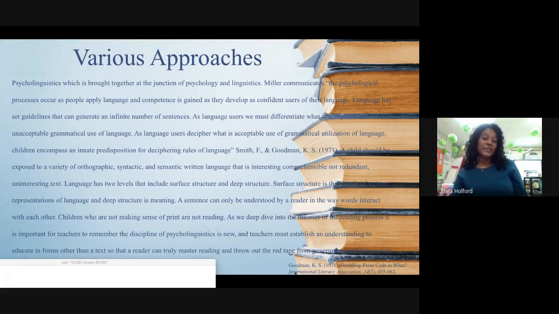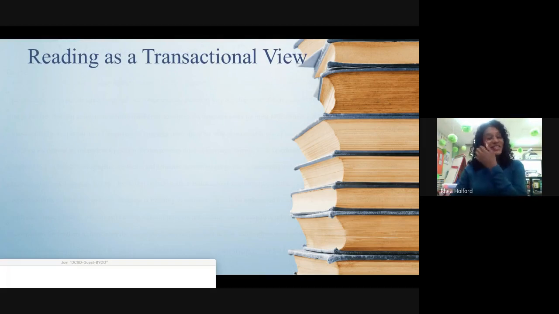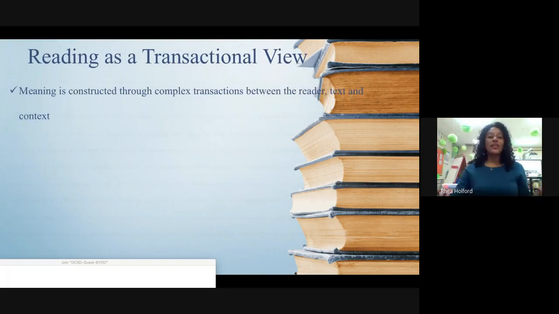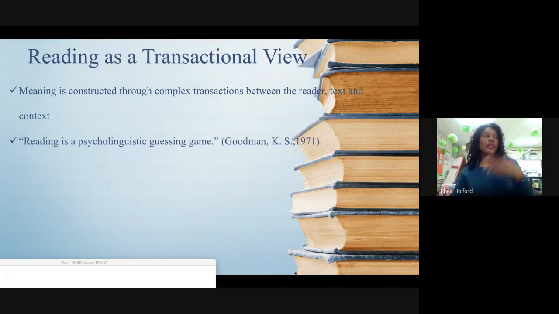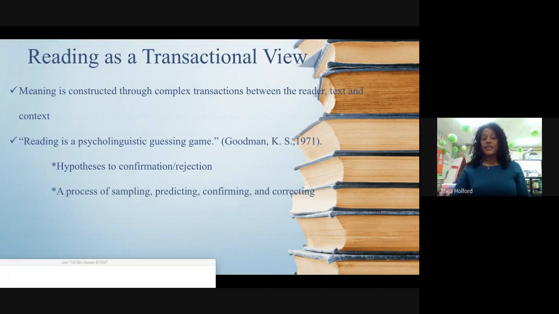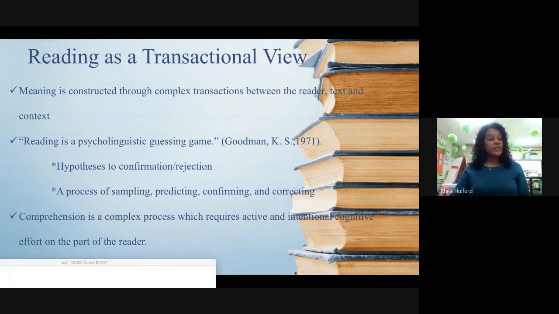I got this source from Goodman, decoding from code to what? Reading as a transactional view. Meaning is constructed through complex transactions between the reader, text, and context. Reading is, like we said, a psycholinguistic guessing game: hypothesis to confirmation, rejection, a process of sampling, predicting, confirming, and correcting. Comprehension is a complex process which requires active and intentional cognitive effort on the part of the reader.